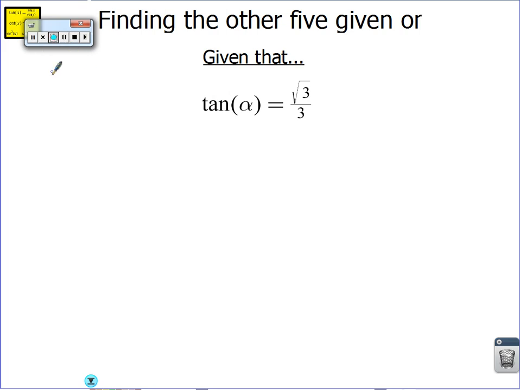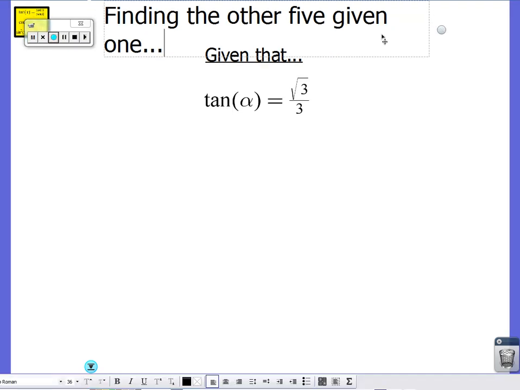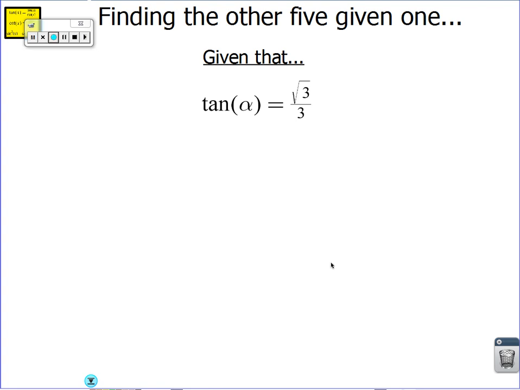Your next problem: find the other 5 given 1. And again, reminder, given that the tangent is root 3 over 3, you could draw your little triangle. Tangent is opposite over adjacent. Label your opposite side as root 3. Label your adjacent side as 3. Do the Pythagorean theorem, find your third side. And then you've got all the others. You've got sine alpha, cosine alpha, secant, cosecant, and cotangent of alpha.